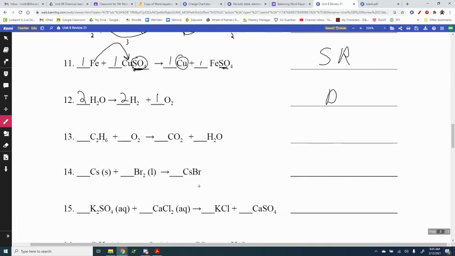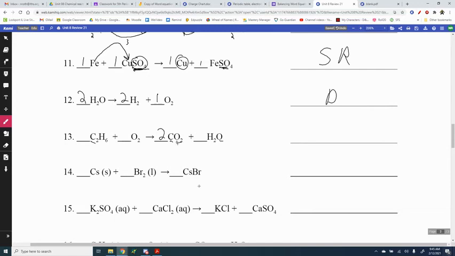All right, now, next one is a little bit tricky, okay? So first off, we have oxygen in 2 different places. So we're going to save that for last. So let's start with our carbons, okay? We have 2 carbons on one side. We have 1 on the other. So we can fix that. Put a 2 there, okay? So now our carbons are good.